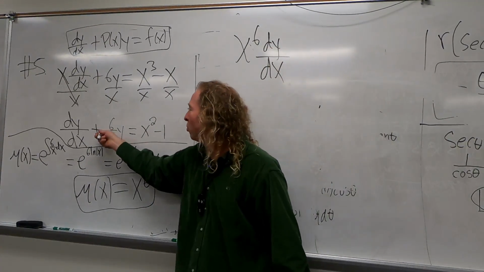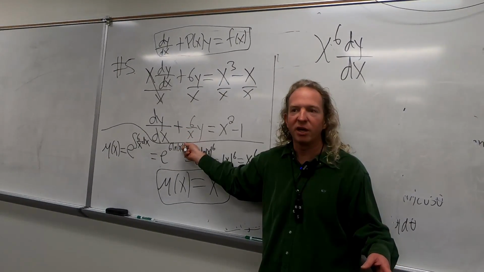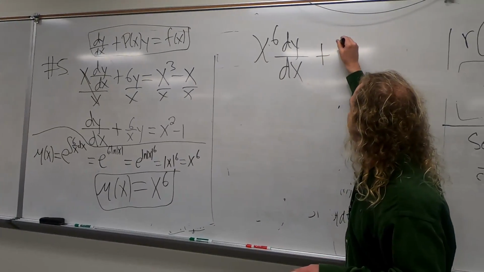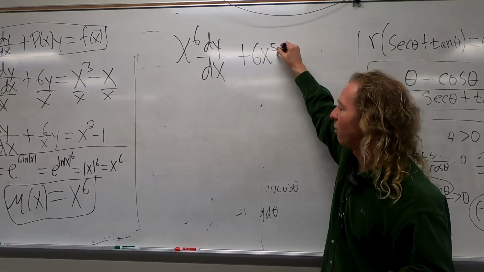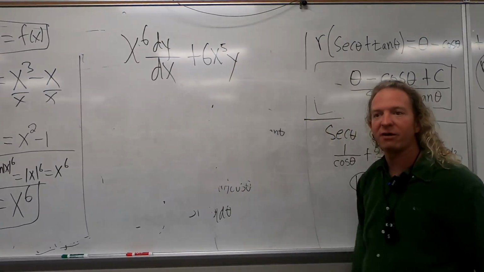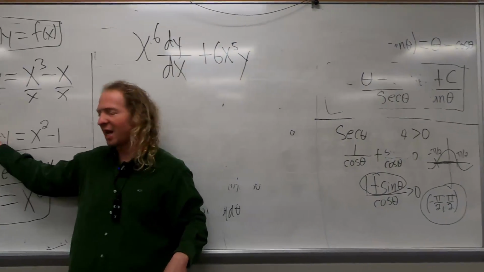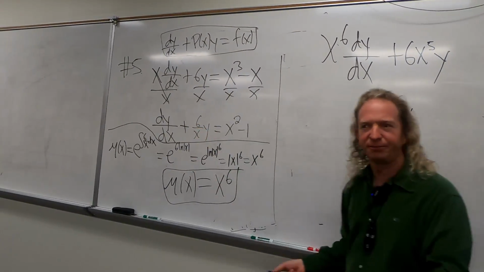Okay. When you multiply this by x to the 6th, you're going to lose one of the x's, right? So it'll be 6 x to the 5, x to the 5 y, right? Because what happens here is the x to the 6 cancels with the x, so you're left with x to the 5.